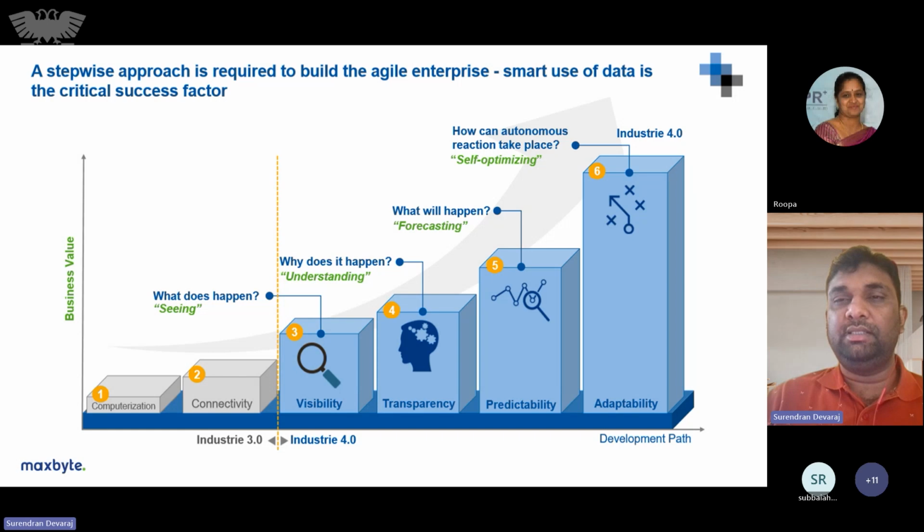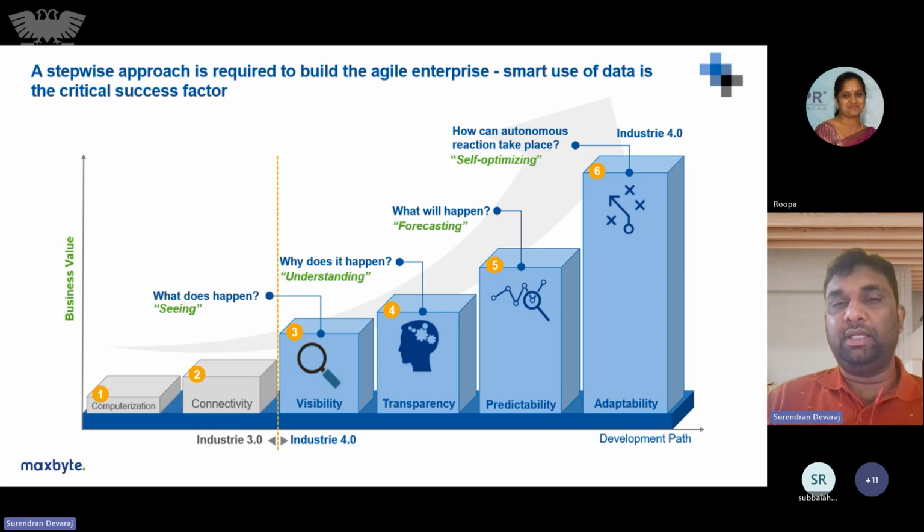And then the last stage of maturity is adaptability, where the machine or the system itself behaves like an autonomous system, where it will recommend certain actions to the users. It will be able to monitor those actions, and it will also be able to reapply those actions into the system. Then we can form a closed-loop system which will run autonomously by itself. So that is the last stage of the maturity level.